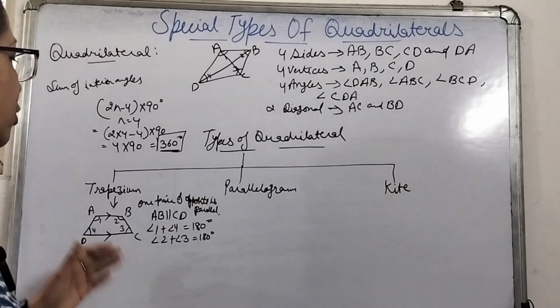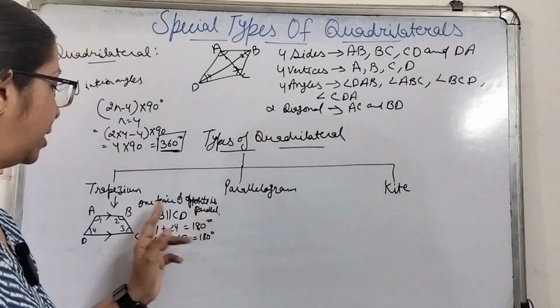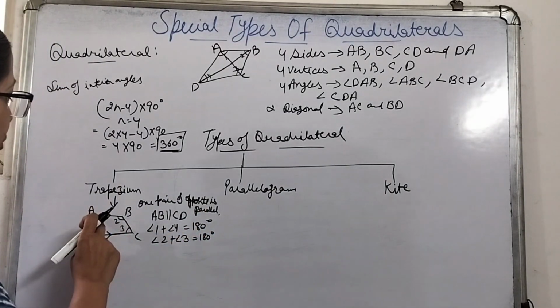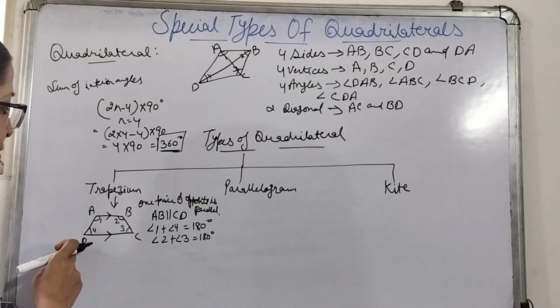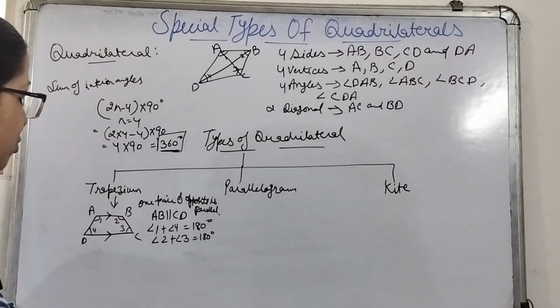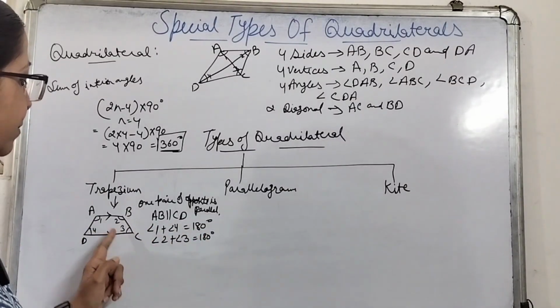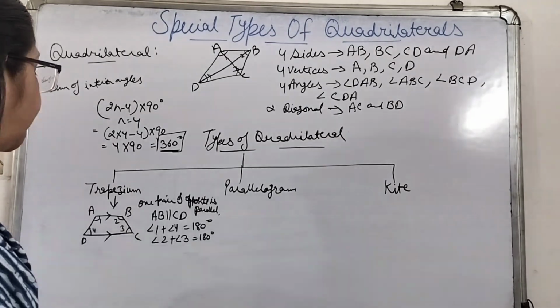These are the properties of a trapezium: one pair of opposite sides is parallel, and the angles on the same side, angle 1 plus angle 4, because AB is parallel to CD and AD is the transversal, and BC is also a transversal. So the sum of angle 1 plus angle 4 will be 180 degrees. Similarly, the sum of angle 2 and angle 3 will also be 180 degrees.